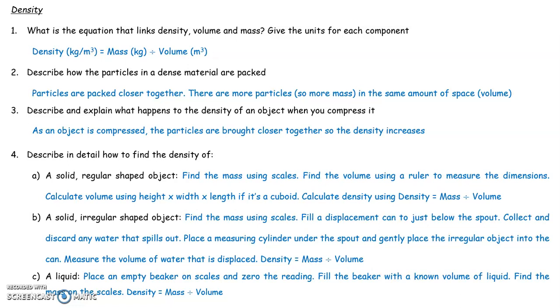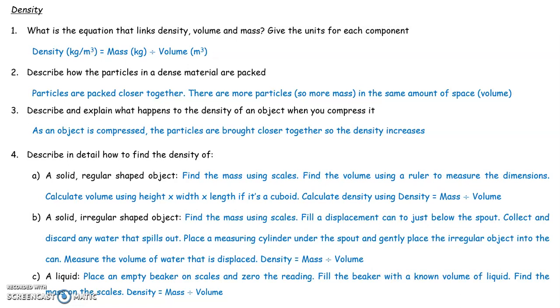You gently lower the object you want to find the density of into the displacement can. The water level inside will rise, and some of the water will fall out. You'll have placed a measuring cylinder beneath the spout. The water that's displaced falls into the measuring cylinder, and the volume of the water is the volume of the object. So you found the mass, you found the volume. Density equals mass divided by volume.